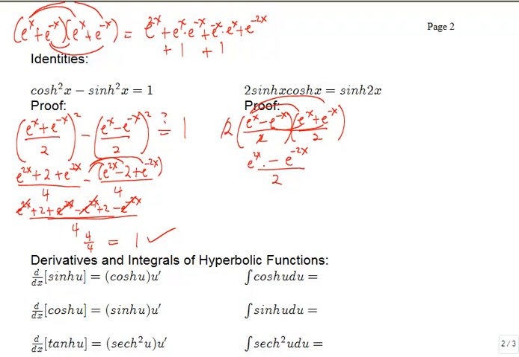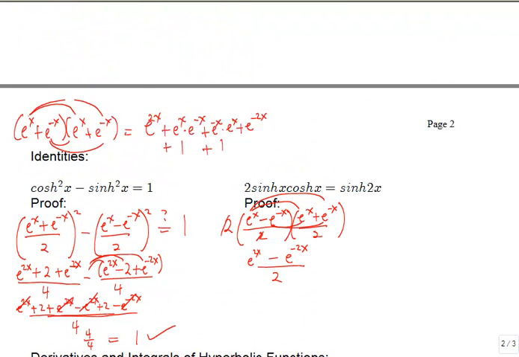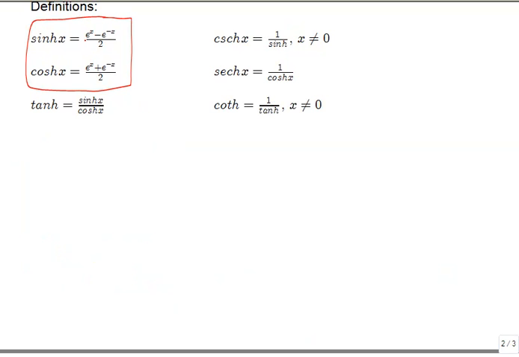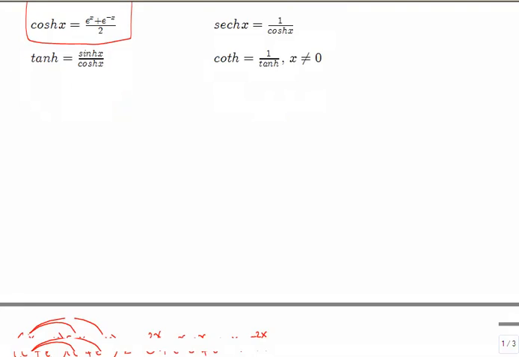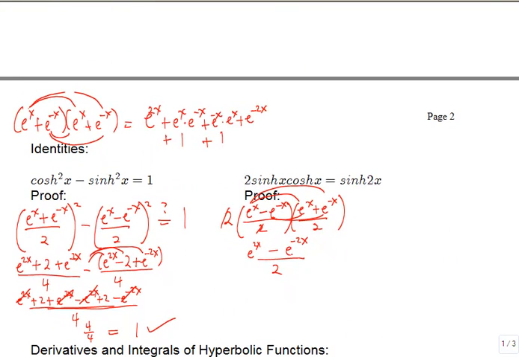And this is exactly what hyperbolic sine evaluated at 2x would be. Remember that hyperbolic sine is defined to be e to the x minus e to the negative x over 2. So if I change this x to a 2x right here, then this changes to a 2x and this changes to a 2x. So that's exactly what we have right here. So this is sinh of 2x. So that's our proof that it worked. Okay, so some of your identities for the hyperbolic functions will be the same as for the regular trigonometric functions, but not always. Like this one was a little bit different.